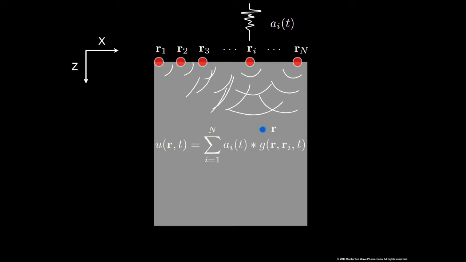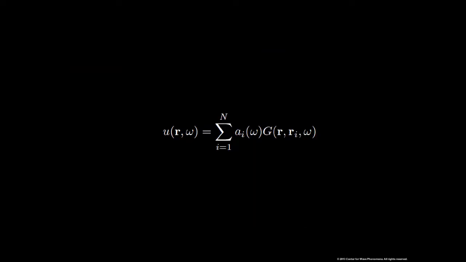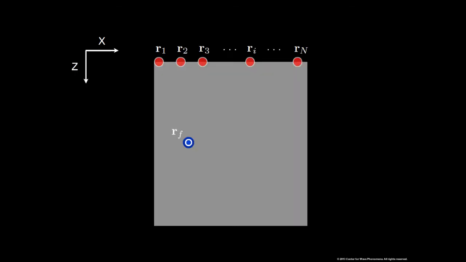Convolution in time domain becomes multiplication in frequency domain. So if I take this formula for the wave field and write it in the frequency domain, I can express each frequency component of the wave field as a weighted sum of the Green's functions. And these weights, A sub i of omega, are what I have control over and I want to determine to get the result that I want, which is focusing at a specific target.